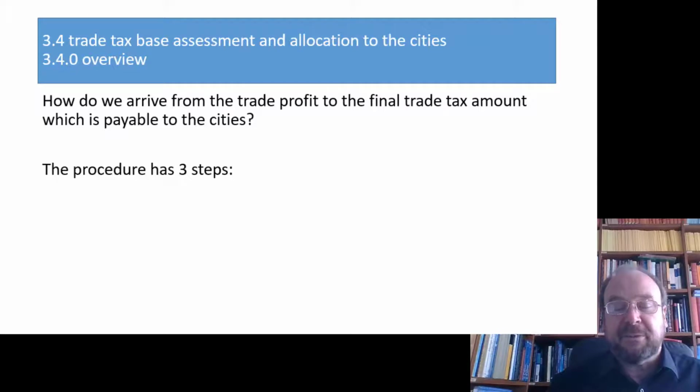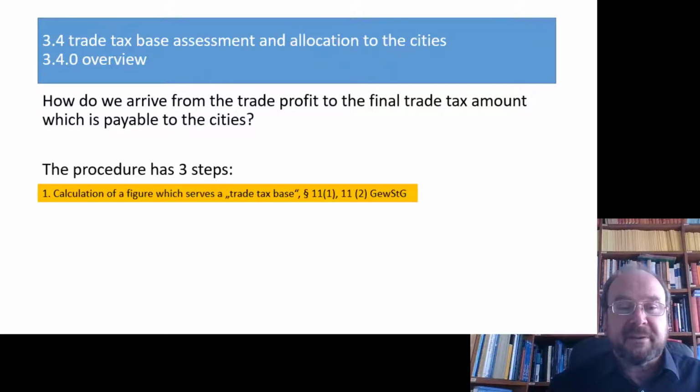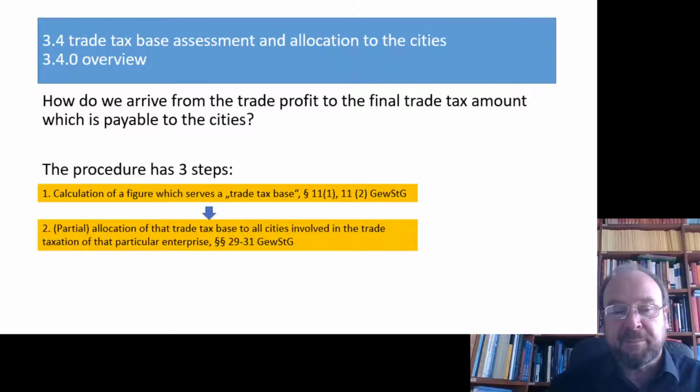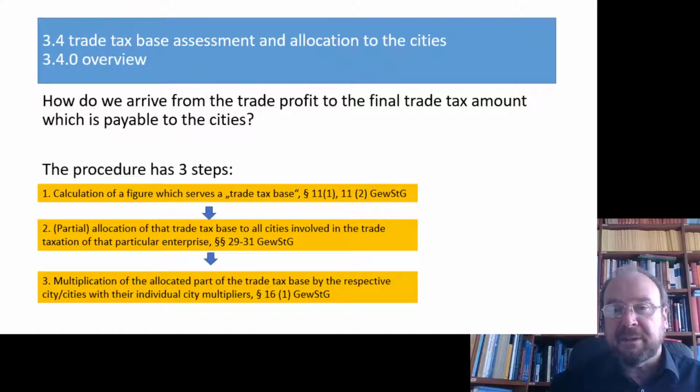The procedure has up to 3 steps. The first one is you calculate a figure which serves as a final trade tax base that is laid down in 11.1 and 11.2 of the Trade Tax Act. Then you have the allocation of the parts of that tax base which go to the different cities involved in the trade tax case. That is laid down in paragraphs 29 to 31 of the Trade Tax Act, because it happens at the end and it's rather a peculiarity, not happening in every individual case.